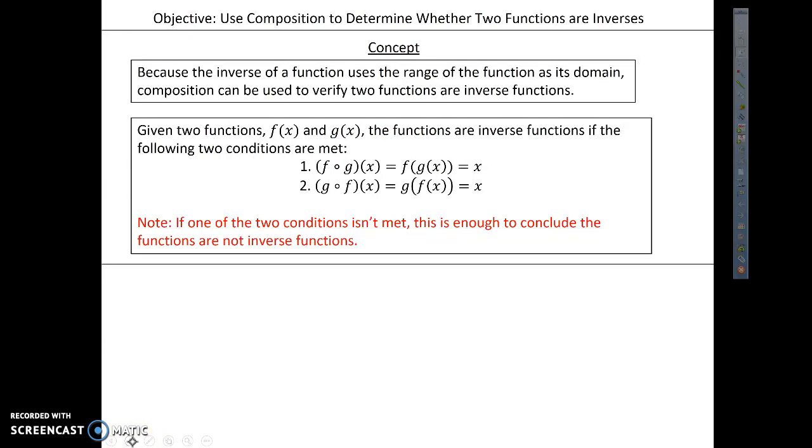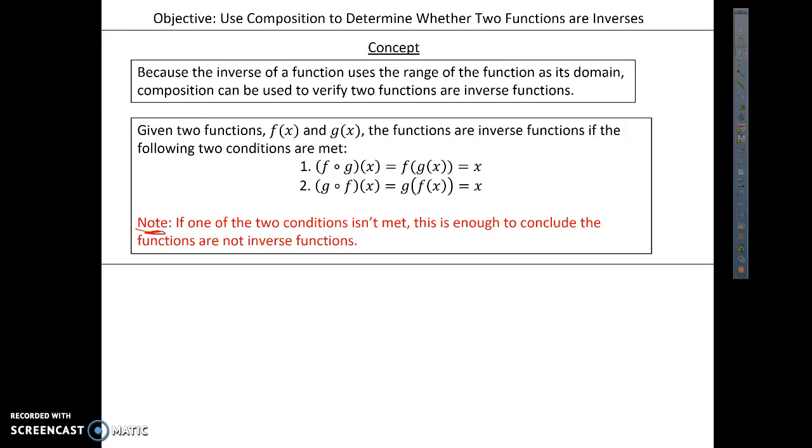Because the inverse of a function uses the range of the function as its domain, composition can be used to verify two functions are inverses. And here's how we do that. Given two functions, f of x and g of x, the functions are inverse functions if the following two conditions are met. If f of g of x is equal to x, and if g of f of x is equal to x, then they are inverses. It's important to note that if one of the two conditions is not met, this is enough to conclude that the two functions are not inverses.